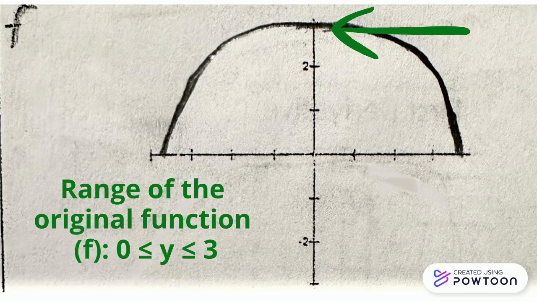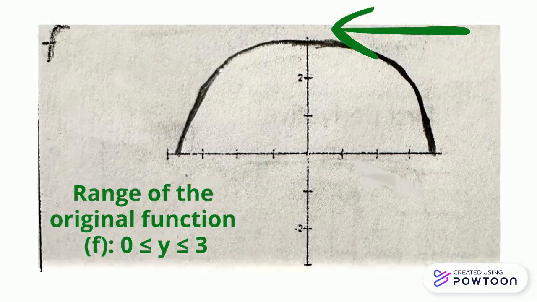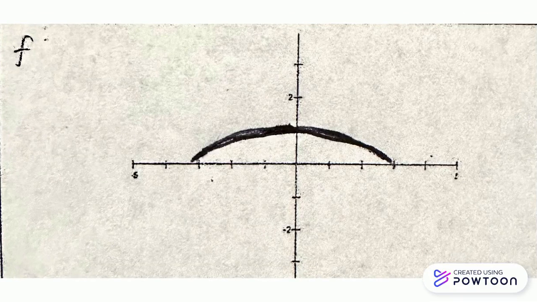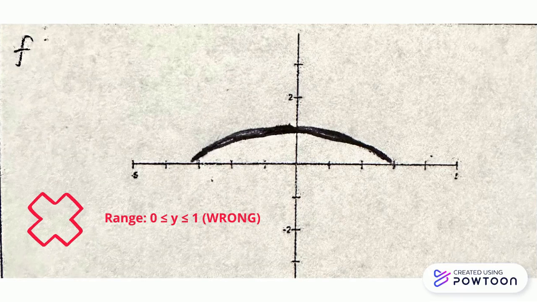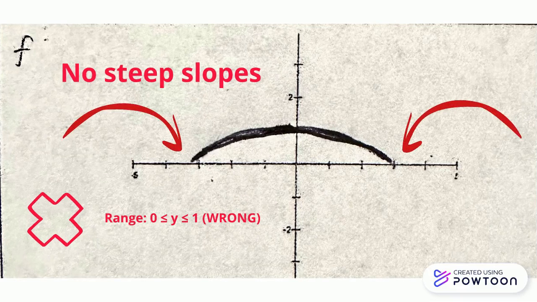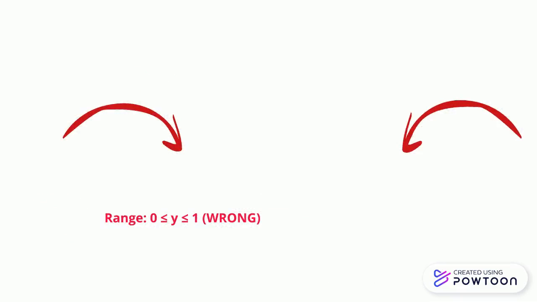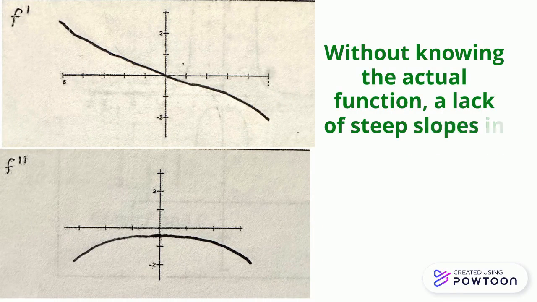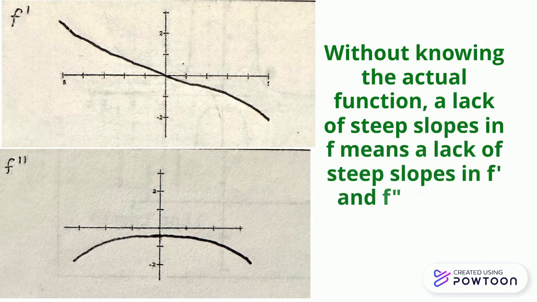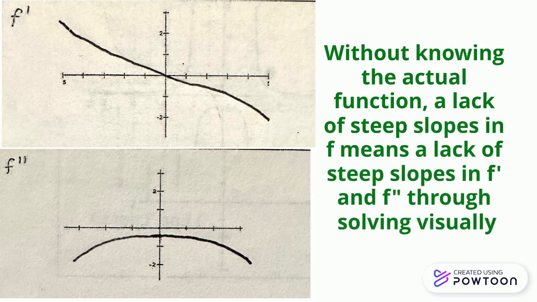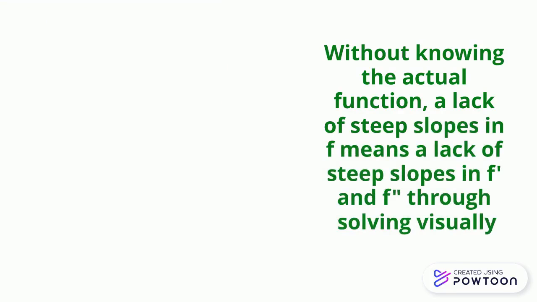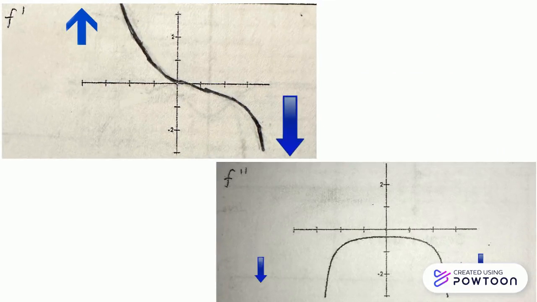In order to double check our work, if we were to set the y-intercept at y equals 1, it would not satisfy the range, and the slopes of the graph would be less steep. This would result in f prime and f double prime being flatter. By putting our y-intercept at y equals 3, we are able to have steep slopes in f prime and f double prime and have the shapes we currently have.